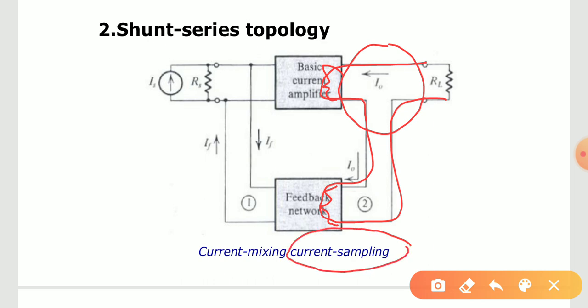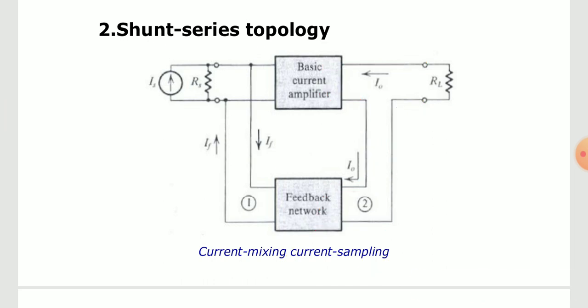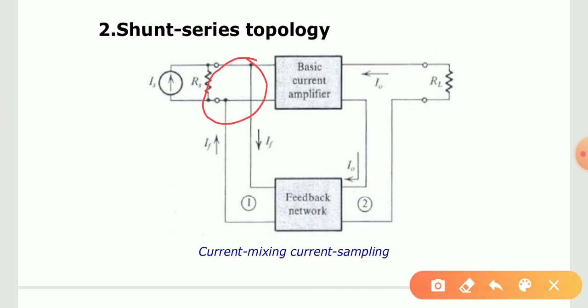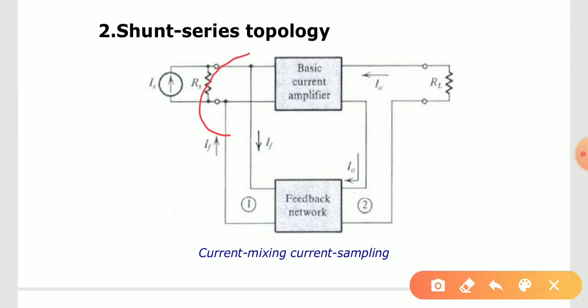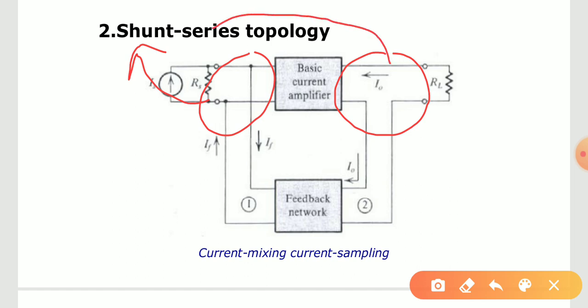And which portion is used for the mixing there? For the mixing case, look at which one is added there. This one is added, that is, the current term is added there. So this is current mixing, and the mixing is done using a shunt circuit, and for this reason it is written as shunt. And at the sampling, this occurs in series, so this is written as series there, and for this reason this kind of topology is named the shunt-series topology.